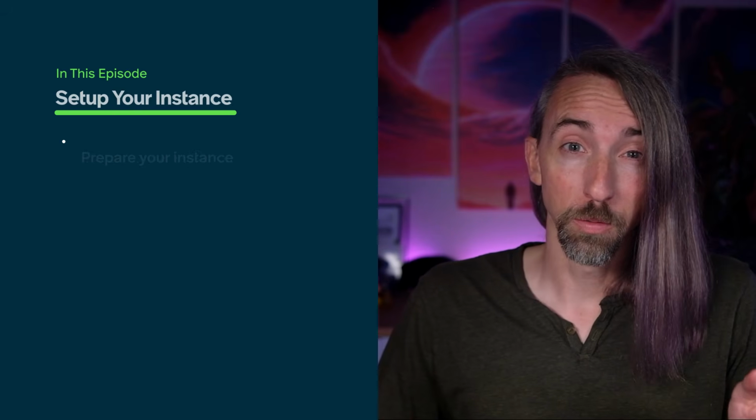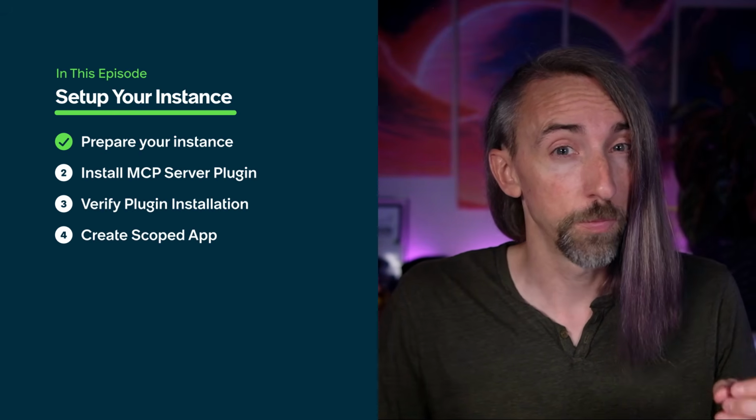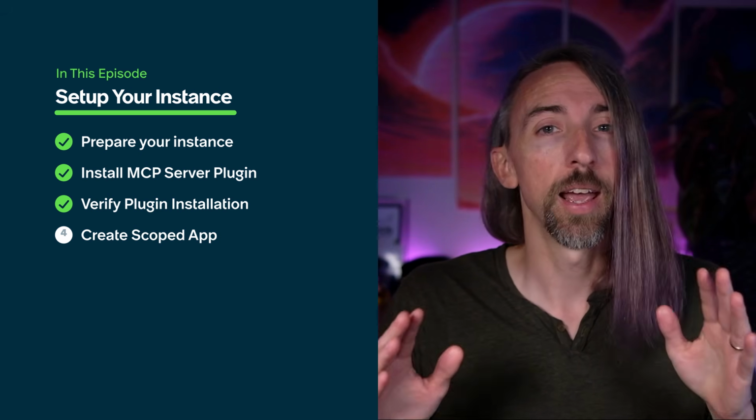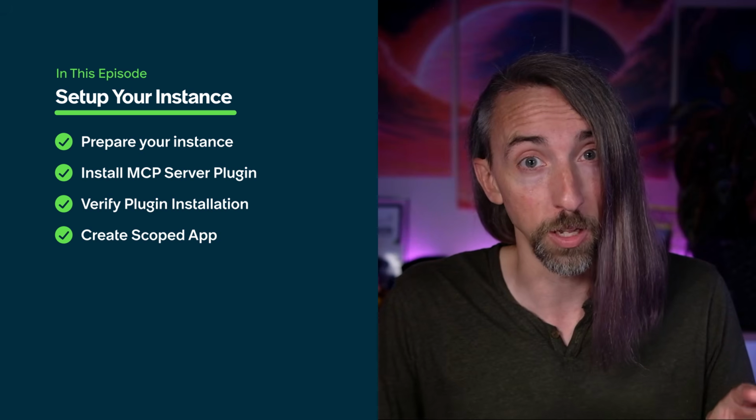Over the next 8 videos, we're going to build a working MCP server on ServiceNow from scratch using the REST API tool. Then we're going to connect Claude to it so it can read and update incidents. In this first one, we're just getting the instance ready, installing the plugin, verifying that plugin's actually working, and setting up a scoped app to hold everything we build.